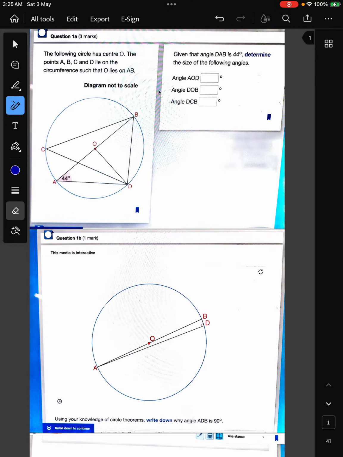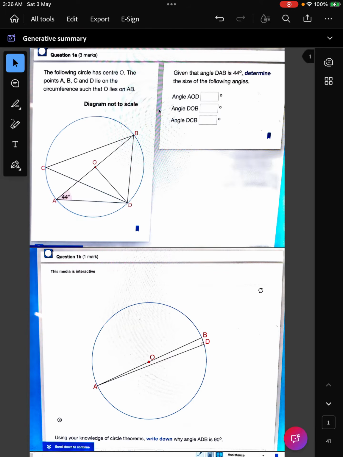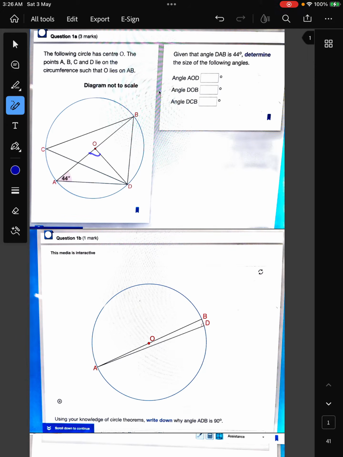Angle AOD says that we need to find AOD, which is basically this angle. Let me just get my pen out first. So we're going to find this angle here. Now we know that this is an isosceles triangle, which makes this angle 44. So if I want to find this angle, I'm going to take 180, subtract 44, subtract 44. That should give me 92 degrees.